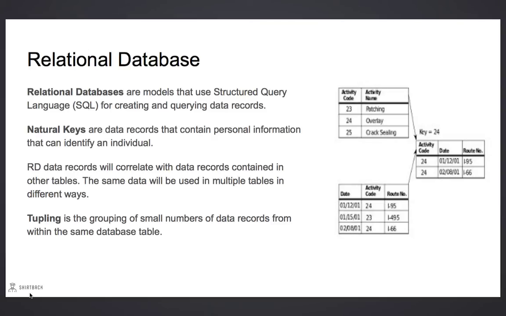Relational database records will correlate to other records in tables. We can use the same data in multiple tables in different ways. We create relationships between the tables. Tupling is the grouping of small numbers of data records from within the same database table.